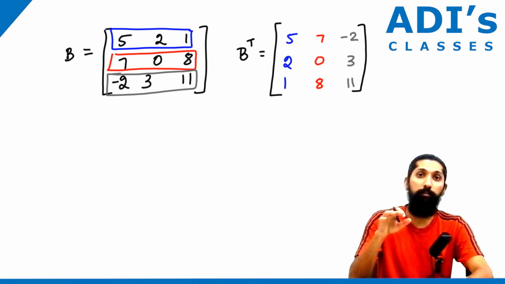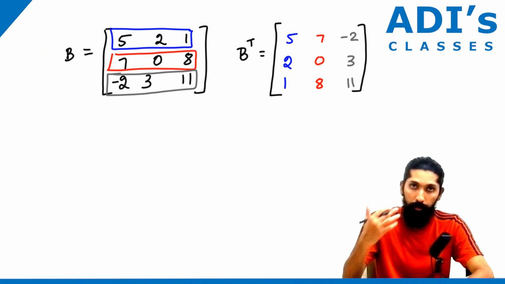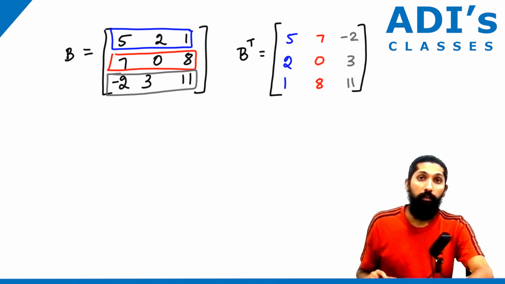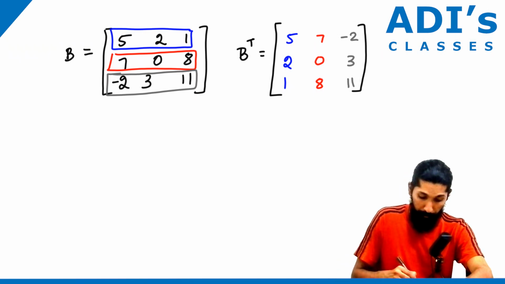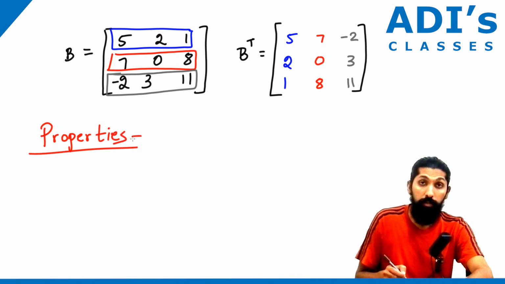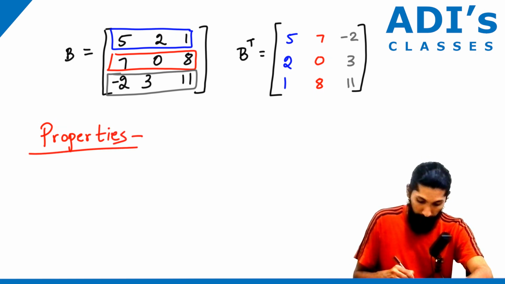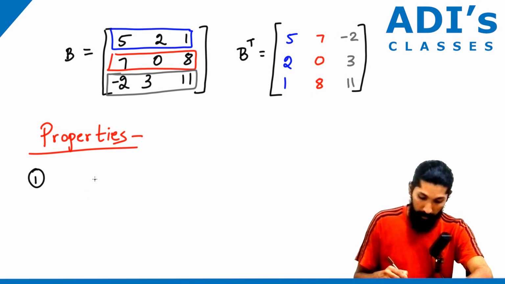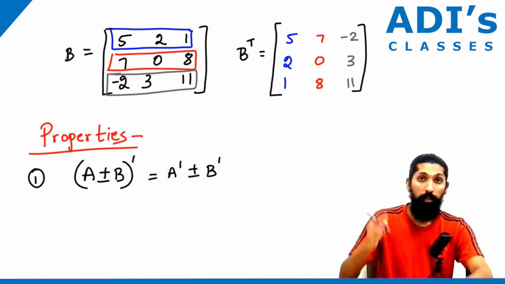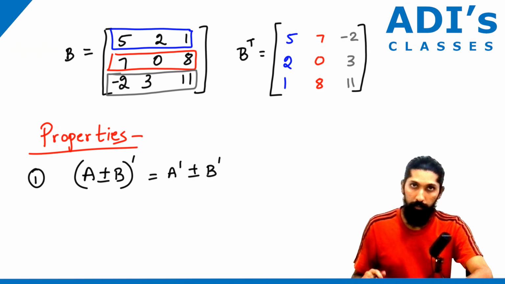Alright. Now there are certain properties of transpose of a matrix that you have to know. Not many are there. Maybe around 2 or 3. That's all. Now the first, very important. So I can say that this is a property. Properties of transpose of a matrix. The first property is that if you have (A plus or minus B) whole transpose, this becomes A transpose plus or minus B transpose. The transpose you can do individually.